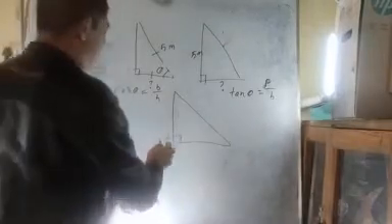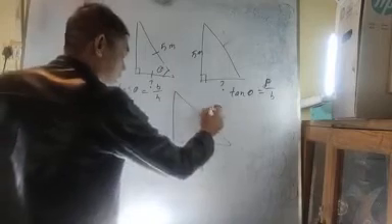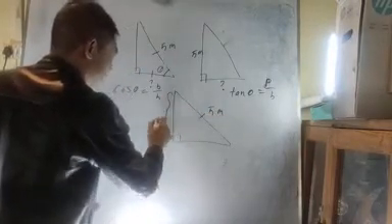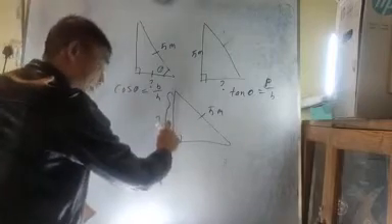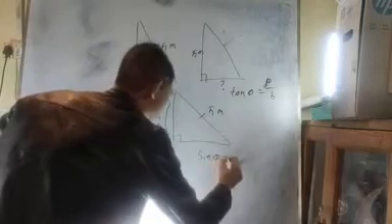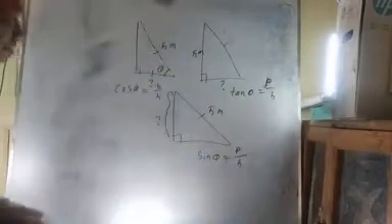Let me bring one more. Suppose this one is given as 5 meter. You are asked to find this. This one is the question now. Here, this side is what? Perpendicular, hypotenuse. In this case, you are going to choose sin theta equals perpendicular by hypotenuse. Depending on the question, we have to choose this.